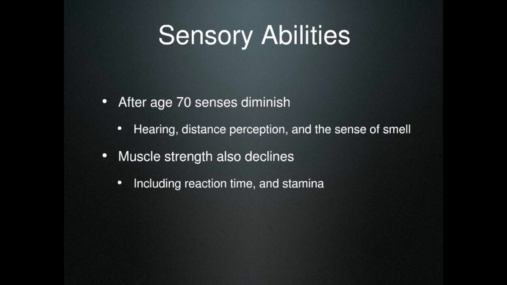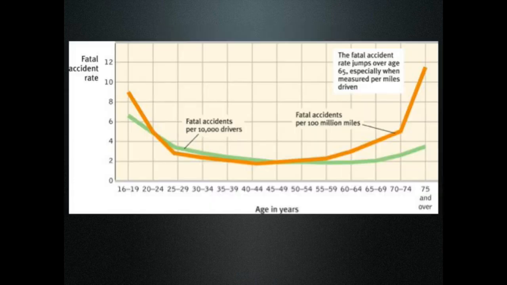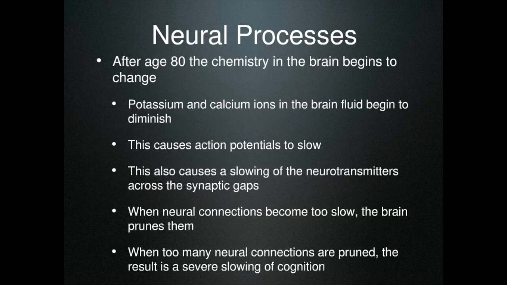Muscle strength also declines. We know that younger people and older people get into way more fatal accidents than the middle-aged people. From about 30-ish, maybe say 32, 33, all the way up to about 59, about 60. Those are the safest drivers. And then after that, you can see 75 and older, they have a really, really high fatal accident rate. So that just is an example of your sensory motor system shutting down.